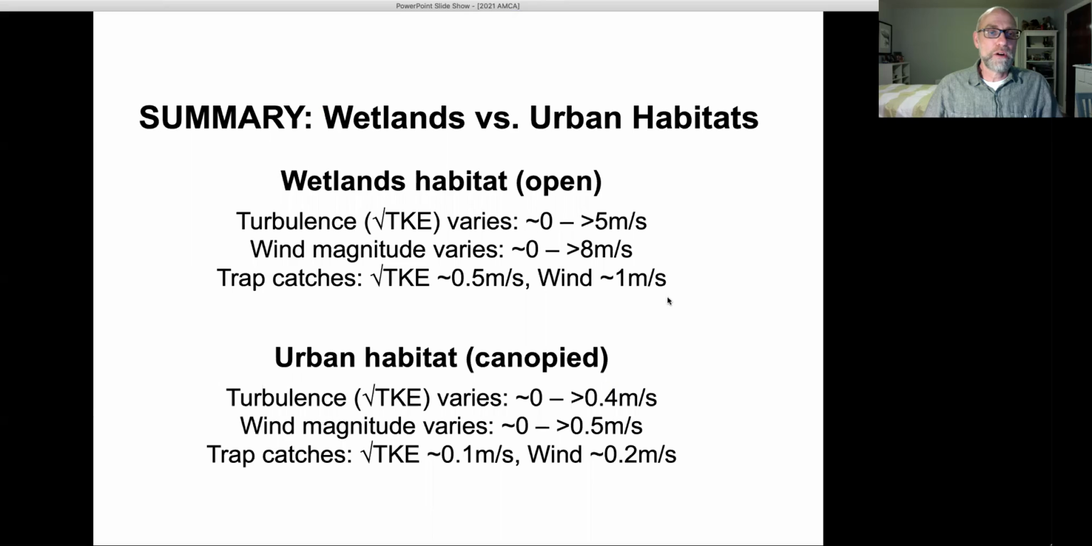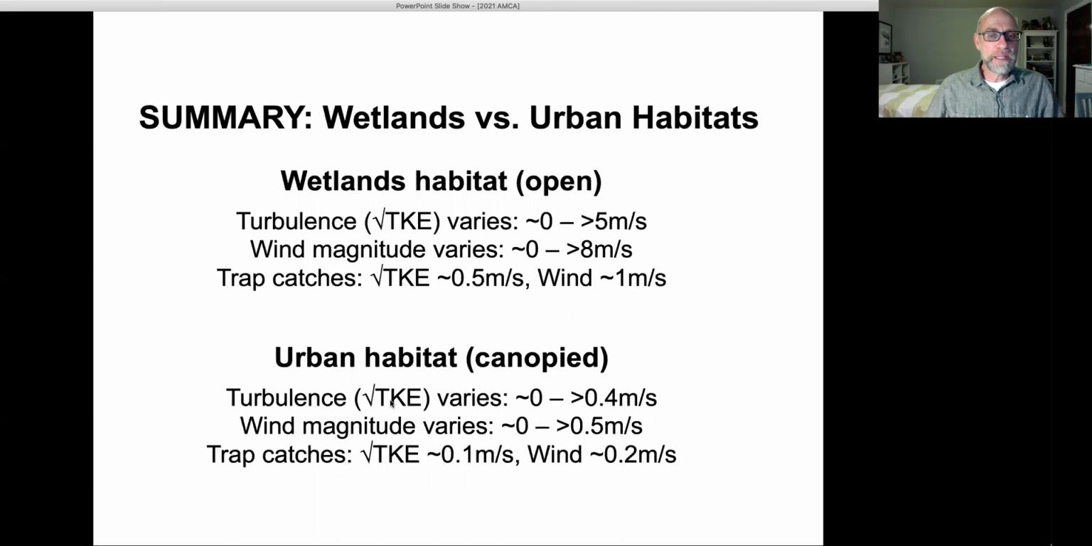So to summarize our observations of wetlands or open areas versus urban canopied habitats, we make the following observations. The turbulence in the wetlands or open areas, open field, varied from 0 to greater than 5 meters per second. The wind magnitude varied from 0 to over 8 meters per second, which is a very fast wind speed. Trap catches tended to occur around about 0.5 to 1 meter per second in terms of turbulence, and wind velocities from about 0.5 to 2 meters per second, so an average of around 1 meter per second.